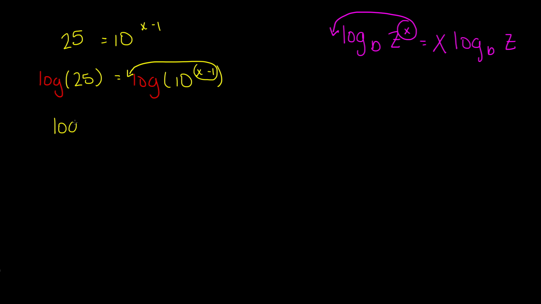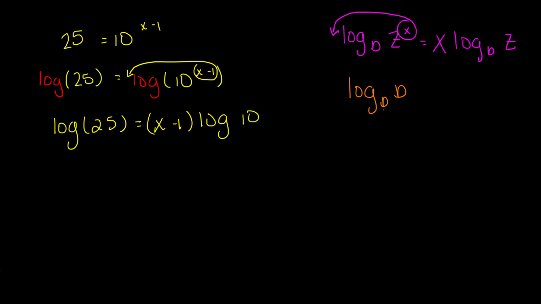Now I have log of 25 equals (x - 1), and I keep that in parentheses because that is a group. Those do belong together. Times log of 10. We talked about when we have a log base with the same output, so log base b of b, this is 1, because in other words, b to the power of 1 is equal to b. So my log of 10 simplifies to 1. Now we have 1 times (x - 1), which is just x - 1.